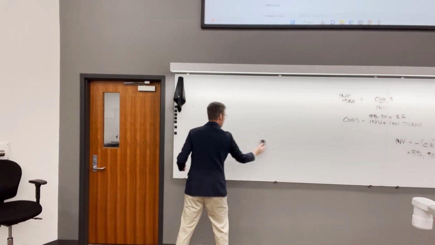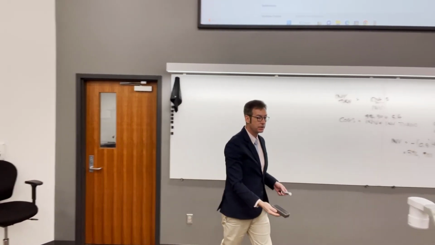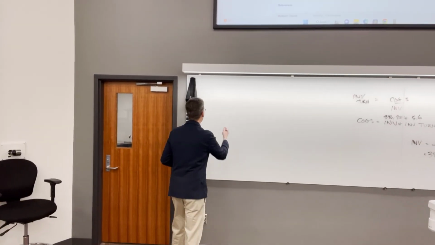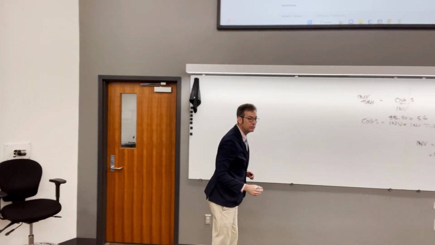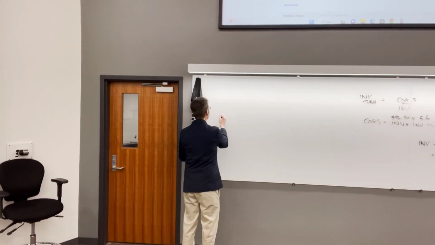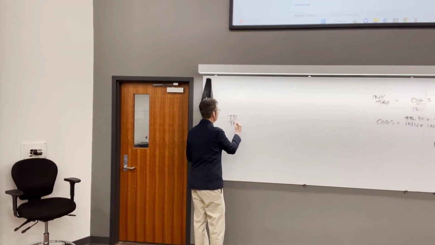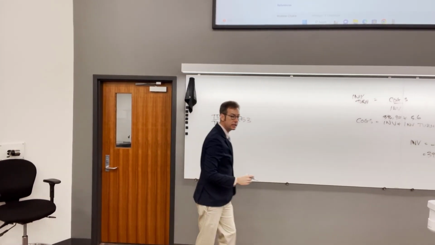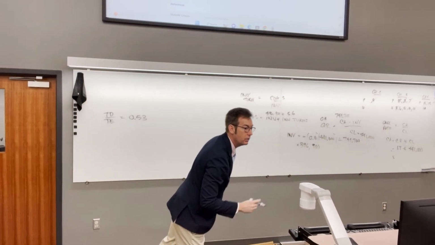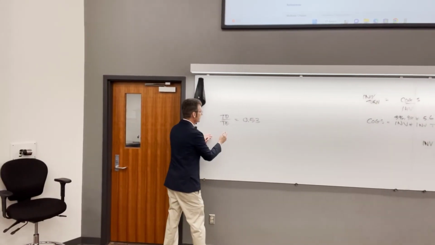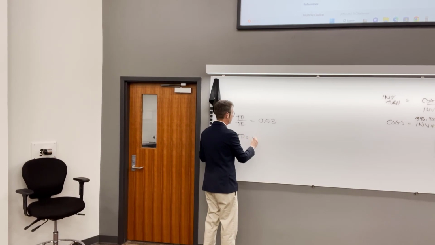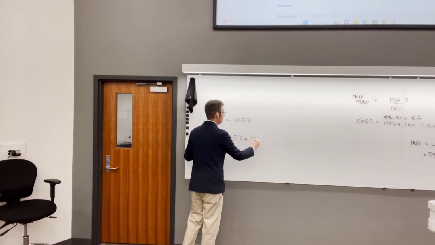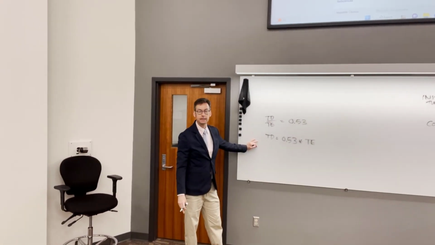I'm going to show you the long way, and then I'm going to show you the easy way, so you'll understand why the easy way is the way it is. Okay, so they give us the debt to equity ratio. TD over TE is equal to 0.53. Haven't screwed anything up so far. Okay, now here's what I'm going to do. I'm going to say TD is equal to 0.53 times TE. All I've done is multiply both sides by TE.